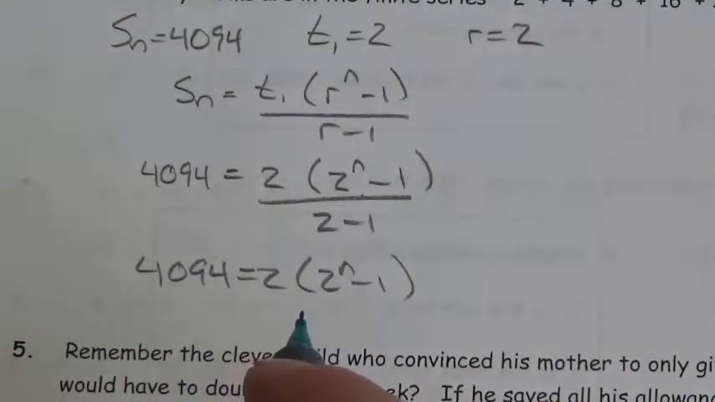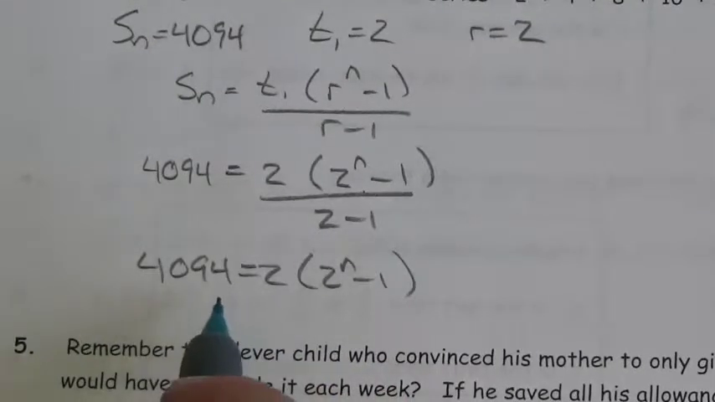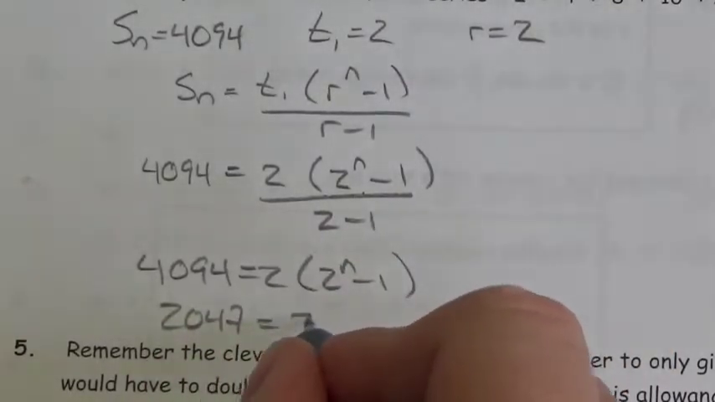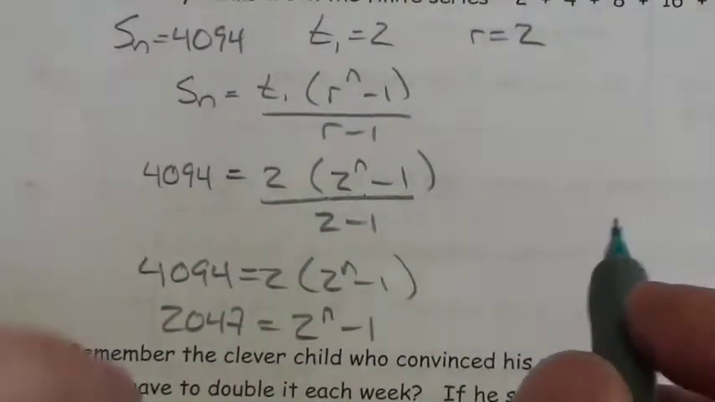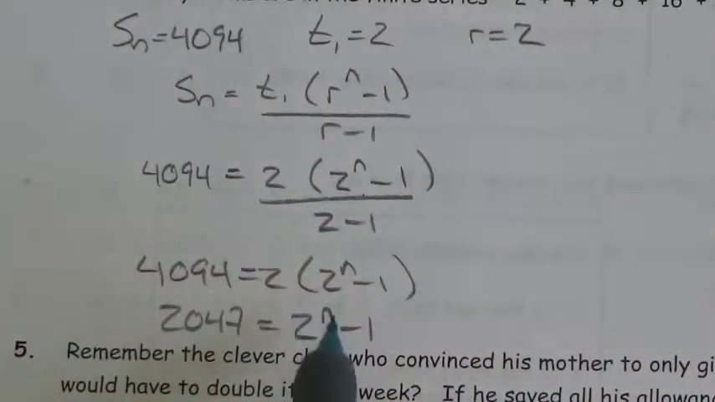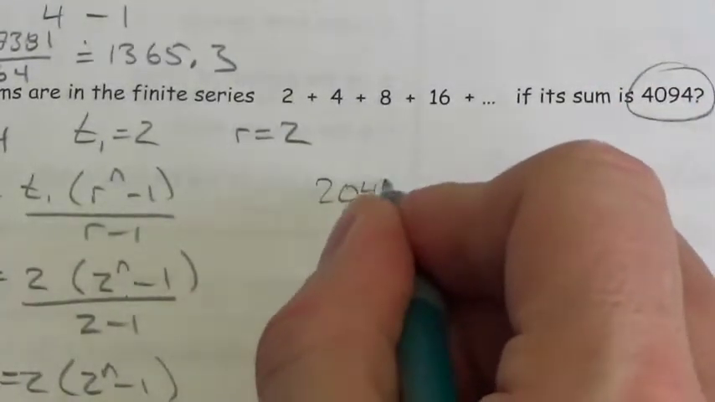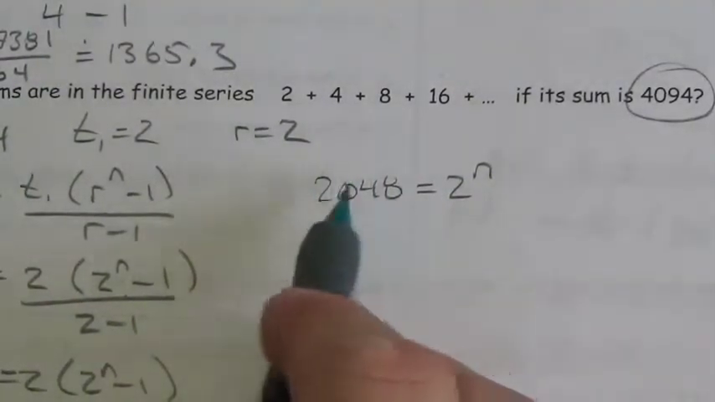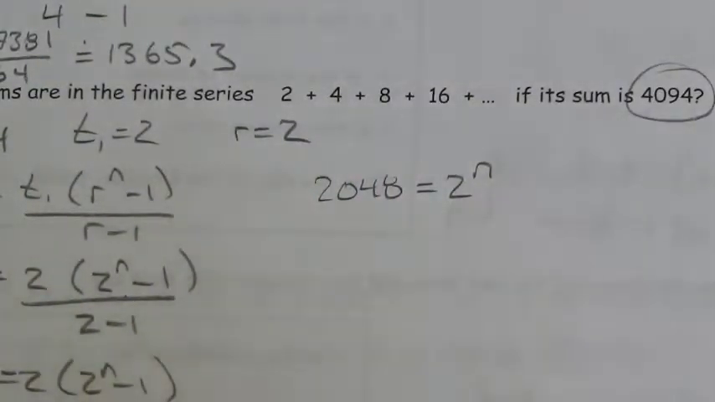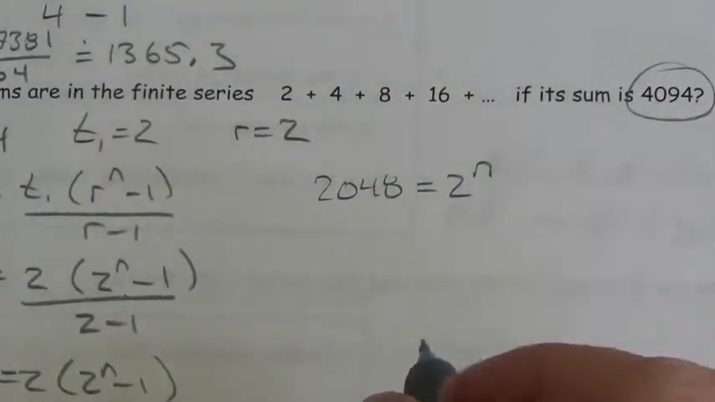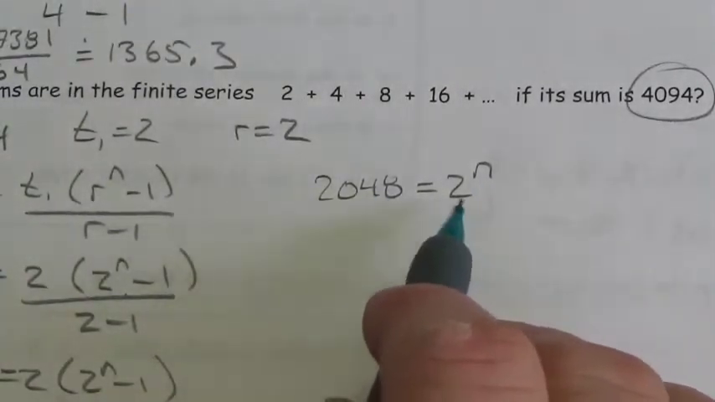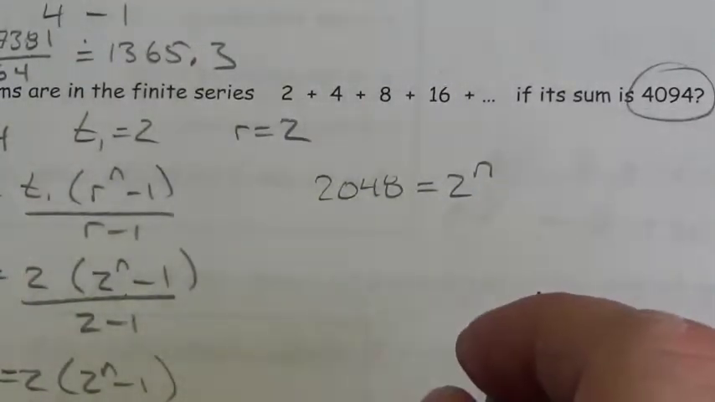Now I'm going to divide both sides by 2. So I'm going to take 4,094, divide that by 2 and see what I get here. And I get 2,047 is going to equal 2 to the n minus 1. What I'm trying to get here is n. So let's move that 1 over. So that'll be 2,048 is going to equal 2 to the n. Now, I am really hoping that 2,048 is in fact a power of 2. If it's not, then what I'm going to have to do is go to my calculator and graph both sides of the equation and look for that intersection.